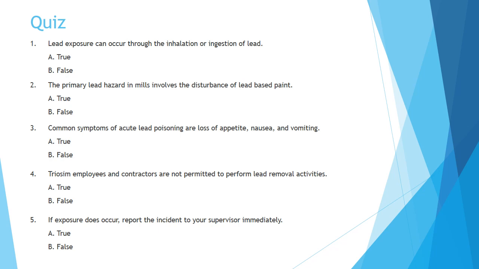Quiz. 1. Lead exposure can occur through the inhalation or ingestion of lead. A. True. B. False. 2. The primary lead hazard in mills involves the disturbance of lead-based paint. A. True. B. False. 3. Common symptoms of acute lead poisoning are loss of appetite, nausea, and vomiting.